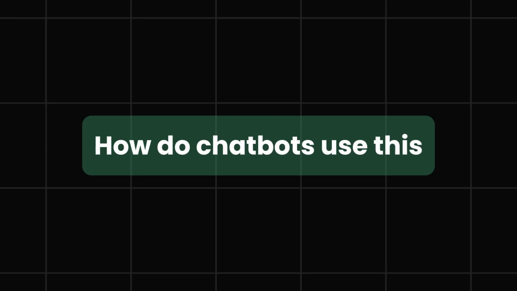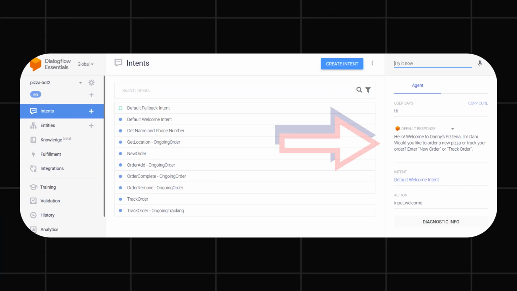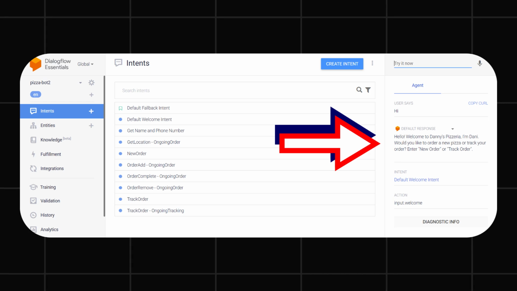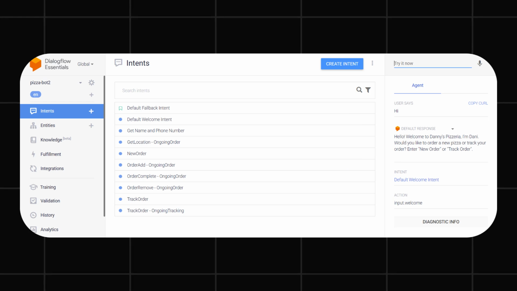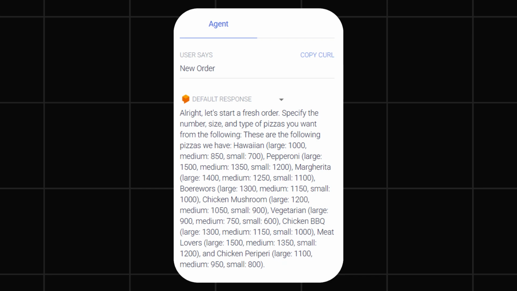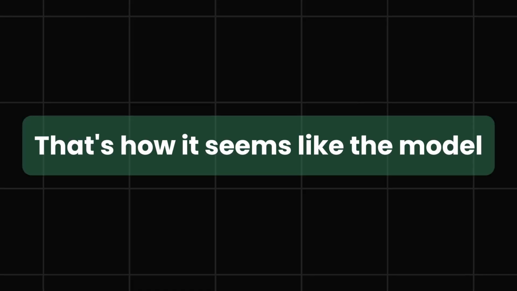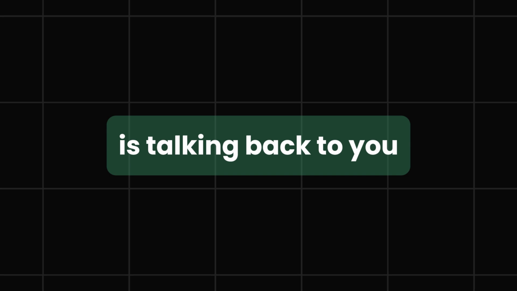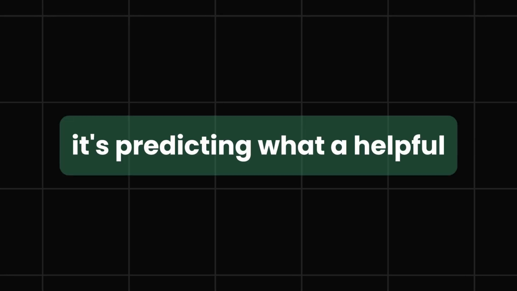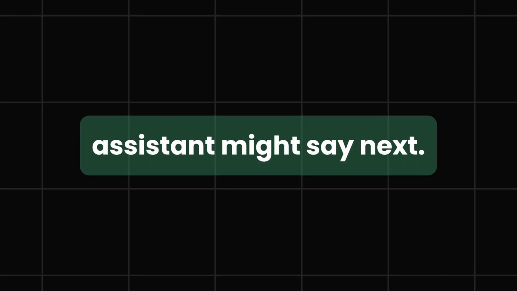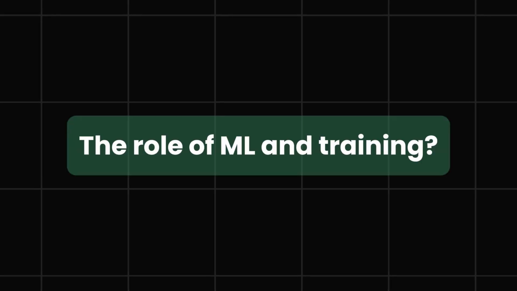So how do chatbots use this? When you talk to a chatbot, it starts with a system prompt, something like, "This is a conversation with a helpful assistant." Then it adds your question and uses all this machinery to predict the best possible response. That's how it seems like the model is talking back to you, but really, it's predicting what a helpful assistant might say next.